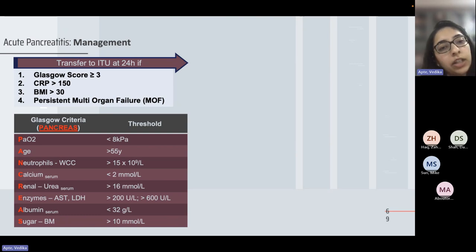And you would transfer to ITU at 24 hours if Glasgow score is greater than or equal to 3, CRP is greater than 150, you have a BMI of more than 30, and if there's persistent multi-organ failure. And in terms of grading, the Glasgow score, mild is just a score of 1, moderate is a score of 2, and severe is a score greater than or equal to 3, hence the transfer to ITU.